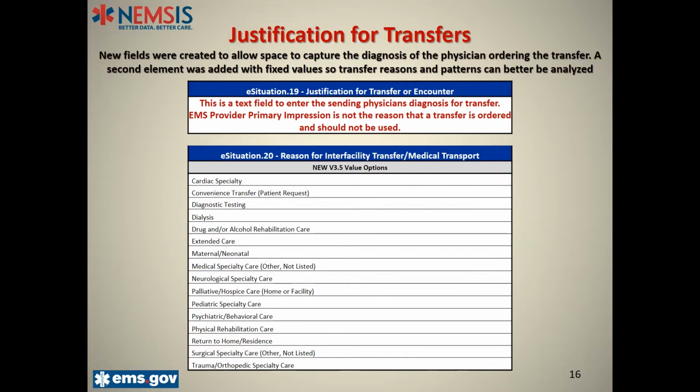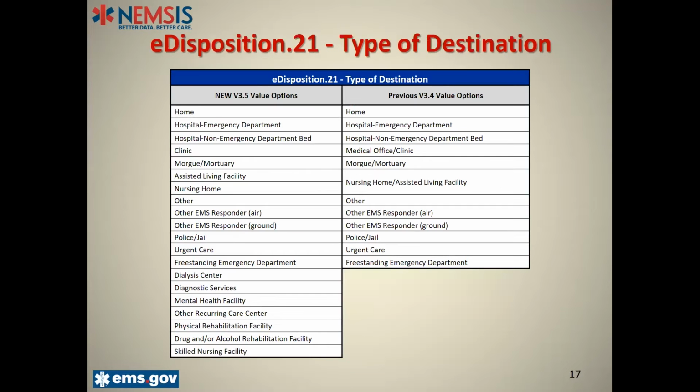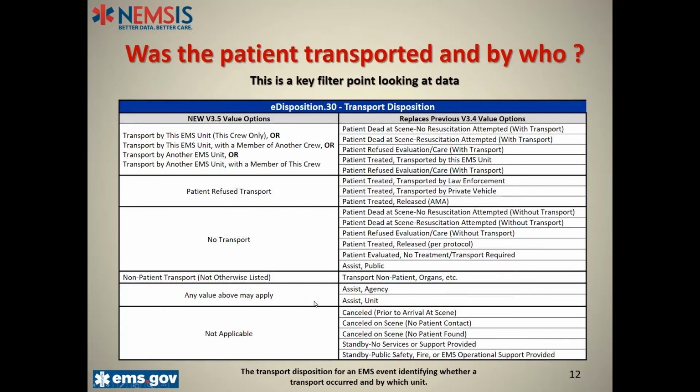And then the second part is really kind of more for us to categorize these calls so we can do evaluation of the types of calls that are going for interfacility transfers, for your transfer patterns, that kind of thing. So that was the combination of these two items that helps out a little bit more, along with the type of destination. So we expanded the type of destination a little bit. There was some needs for that, especially after like hurricanes and things. And that also goes back to the type of service.